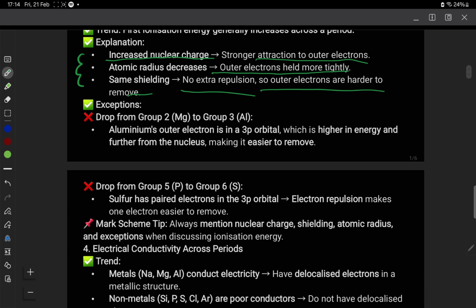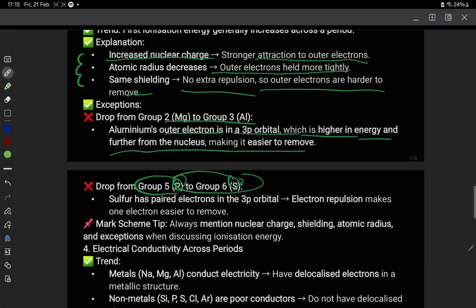So the exception is from group 2 magnesium to group 3 aluminum. Aluminum's outer electron is in the 3p orbital, which is higher in energy and further from the nucleus than magnesium's 3s, making it easier to remove. Then the next exception is from group 5 to group 6, that is phosphorus to sulfur.